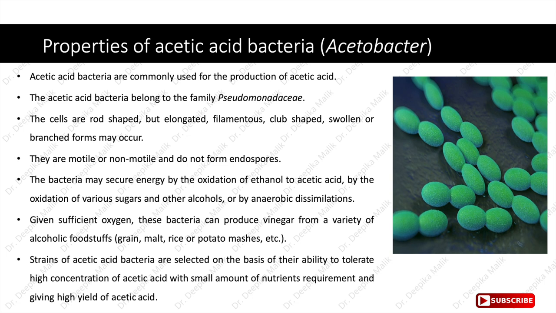Strains of acetic acid bacteria are selected on the basis of their ability to tolerate high concentration of acetic acid, with small amount of nutrient requirements and giving high yield of acetic acid. The next slide shows the different steps involved in the making of acetic acid.